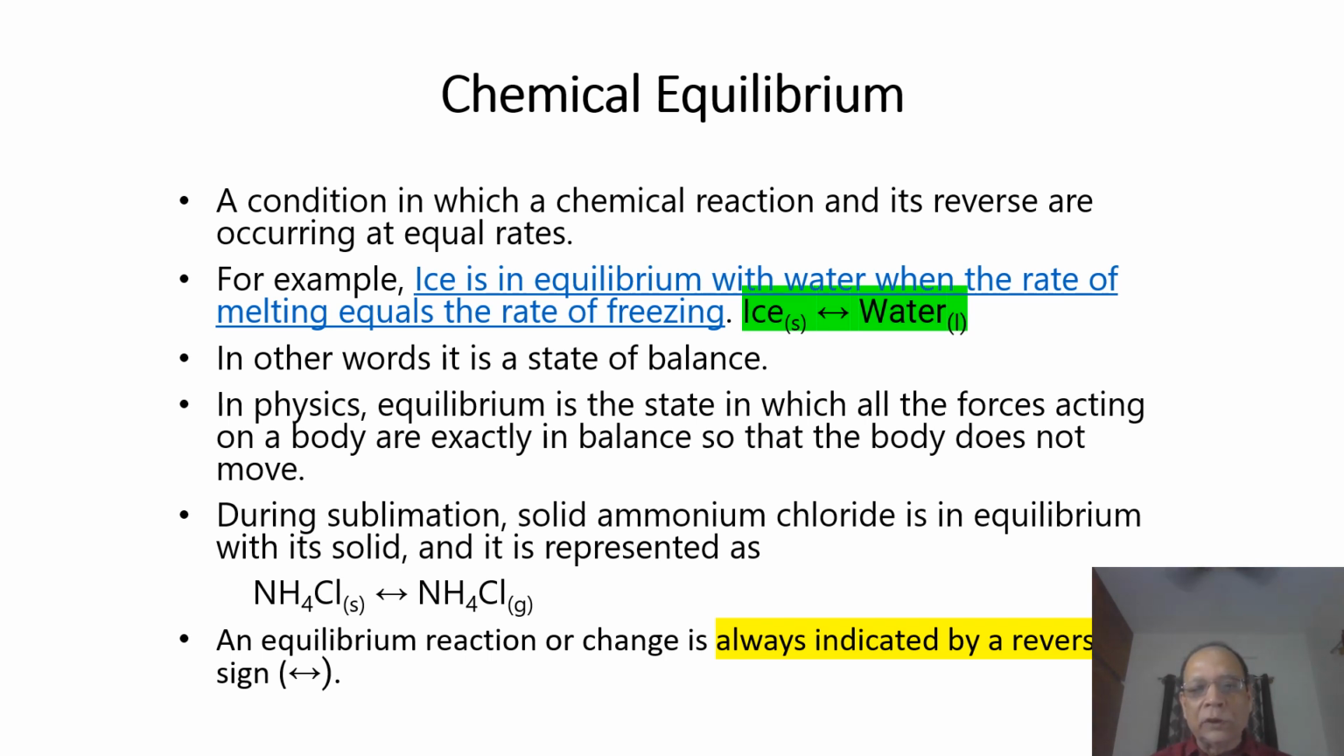During sublimation, solid ammonium chloride is in equilibrium with its vapor and is represented as NH4Cl solid, reversible NH4Cl gas. So ammonium chloride molecules are escaping into vapor because the vapor pressure of ammonium chloride is very high. So it sublimes, does not go through liquid state when heated. An equilibrium reaction or change is always indicated by a reversible sign, which is shown like this. Otherwise, we write it in this manner.